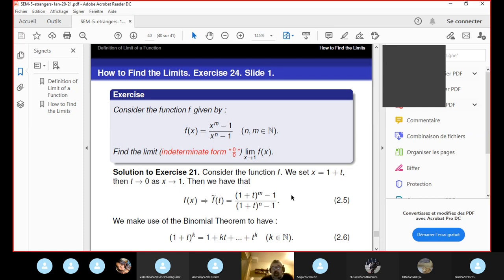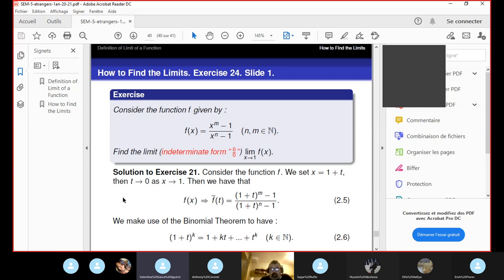So we change the variable. In this limit as x goes to 1, we have a function which depends on x. Now let us set x equals 1 plus t. In this case, you see, if x goes to 1, then t goes to 0. Is it clear? Yes, it's clear, no problems.